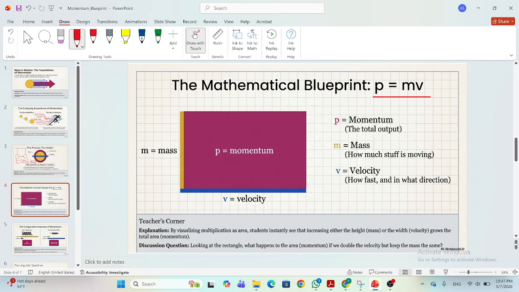See that mass is the amount of particles that we have in something, and velocity is how fast this object is moving. So here we can find the multiplication of mass with velocity. P is equal to momentum, the total output, and M is equal to mass, how much stuff is moving. V is equal to what? Velocity, how fast and in what direction this object will move.